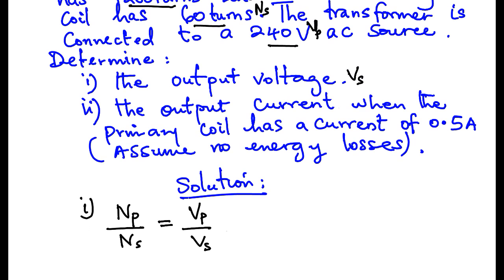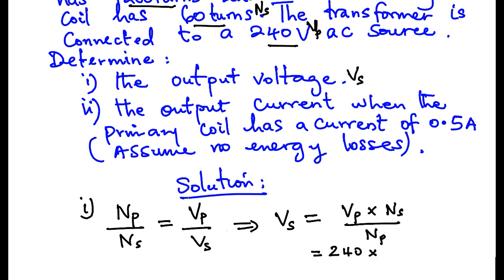From this equation, it implies that Vs, or the secondary voltage, or the output voltage, is equal to Vp times Ns over Np. Substituting the values we have, 240 multiplied by 60 divided by 1200, which is equal to 12 volts.